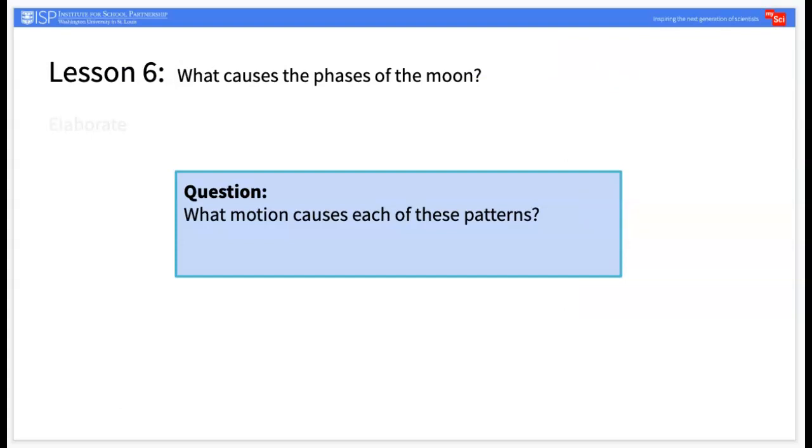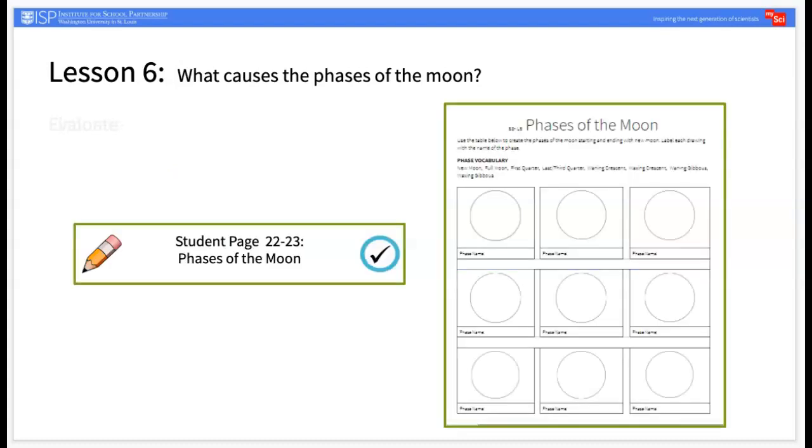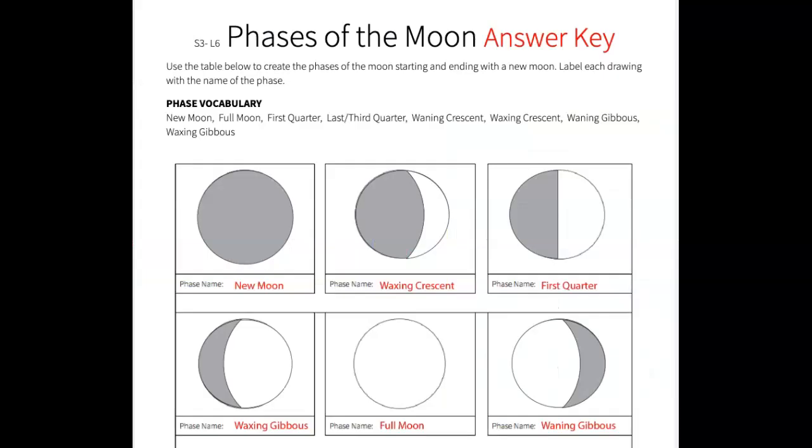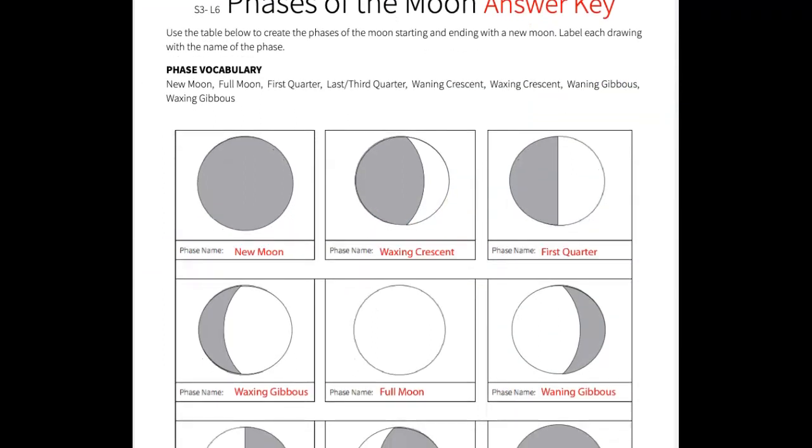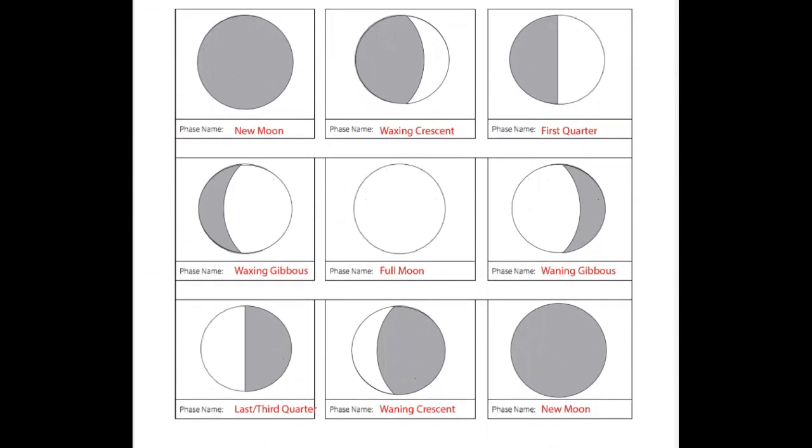They should recognize that the rotation of the Earth on its axis causes the moon to appear to move across the sky. The revolution of the moon around the Earth causes the phases of the moon. In the Evaluate portion of this lesson, students will complete a formative assessment. Students will use the Moon Phase Word Bank to create a pictorial model of the phases of the moon, beginning and ending with the new moon.